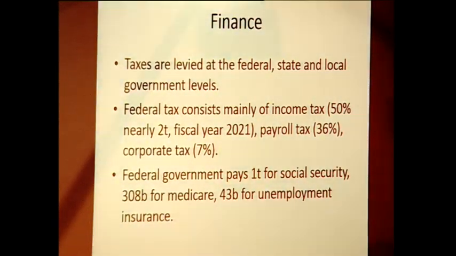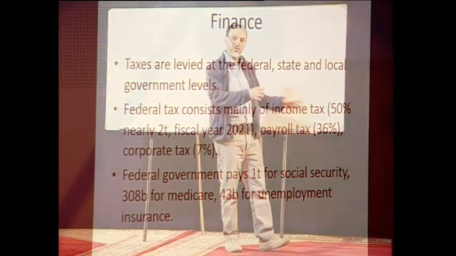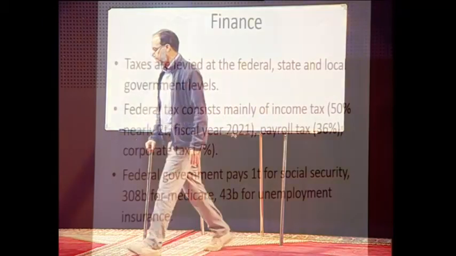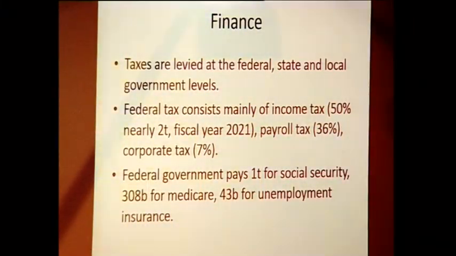Now, the federal government gets money in the form of taxes, but it also spends money. This is public finance. Now, the federal government pays 1 trillion for Social Security, more than 300 billion for Medicare, 43 billion for unemployment insurance. Now, these are the major expenses of the federal government. I hope this is clear.